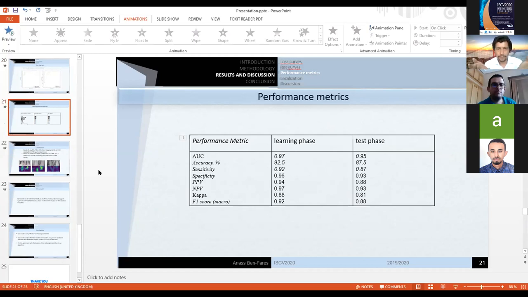Okay, so here, for example, you have an accuracy of 92.5%. Yes. Okay. So I want to know what the base accuracy is. If it is less than 92%, it will be perfect for me.